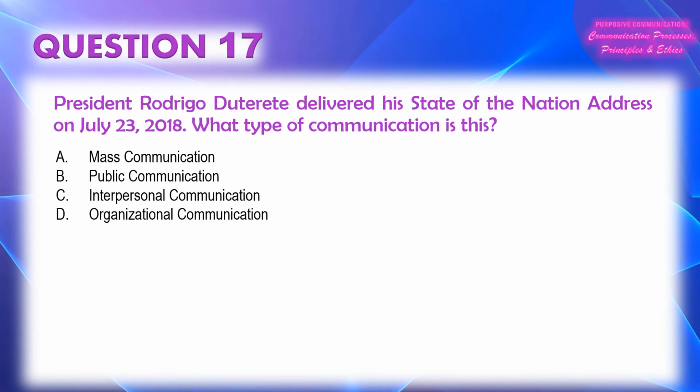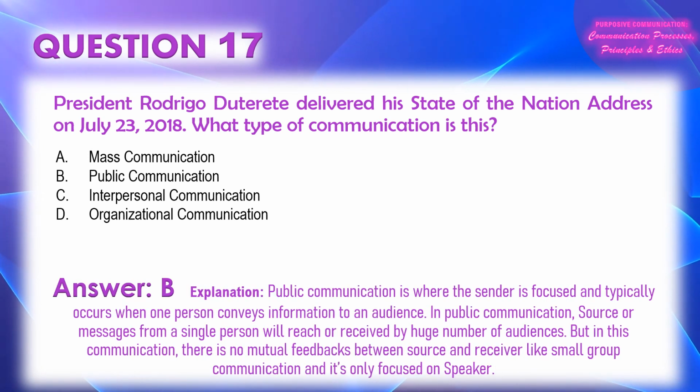Question 17. President Rodrigo Duterte delivered his State of the Nation address on July 23, 2018. What type of communication is this? Answer: B. Public communication. Public communication is where the sender is focused and typically occurs when one person conveys information to an audience. In public communication, messages from a single person will reach a huge number of audiences. But in this communication, there is no mutual feedback between source and receiver like in small group communication, and it's only focused on the speaker.